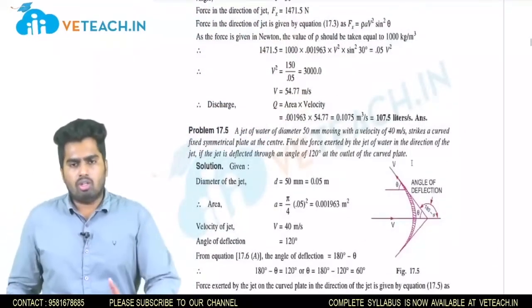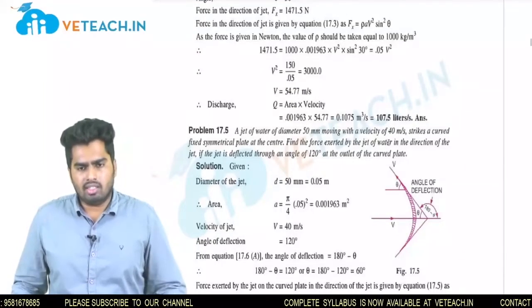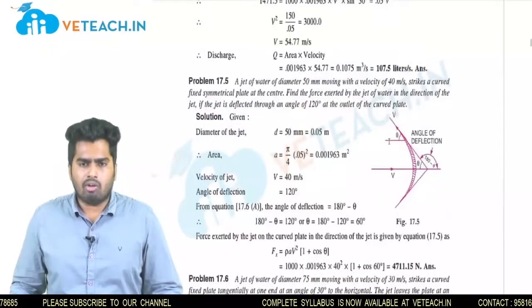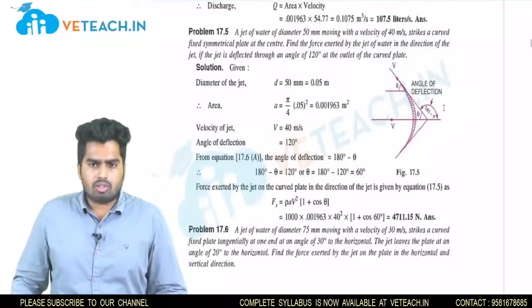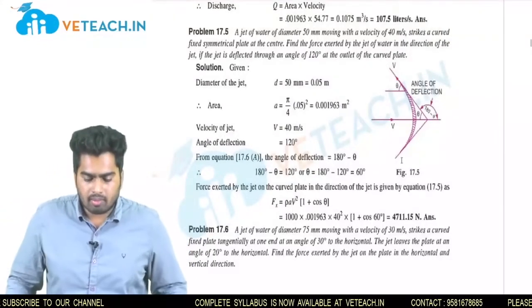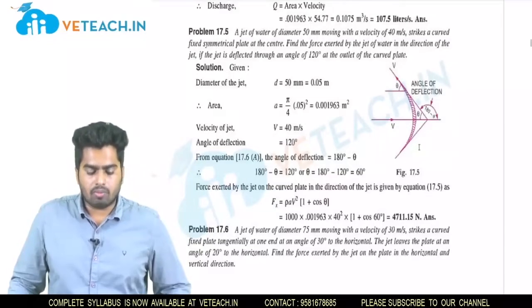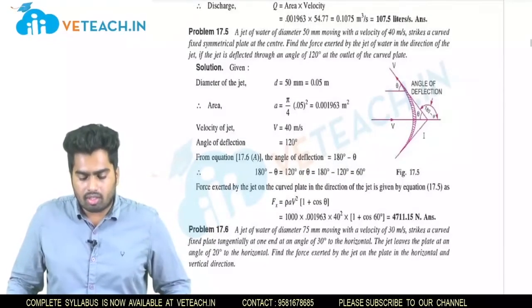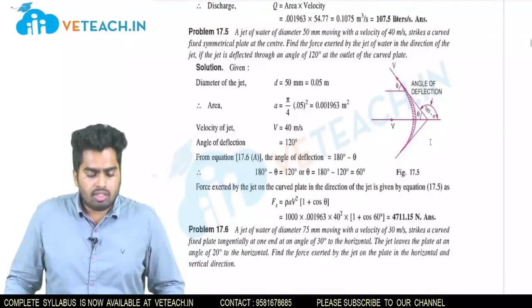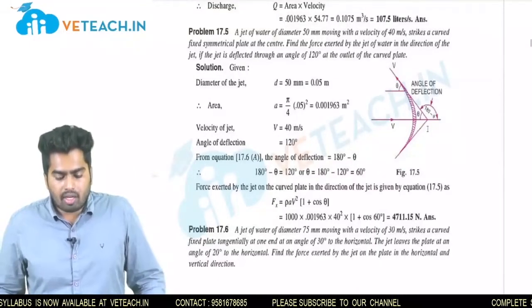Till now we have discussed problems on a flat plate, which is stationary vertical and stationary inclined. Let us discuss the numerical on curved plate, right? Let us read the question. A jet of water of diameter 50 mm moving with a velocity of 40 meter per second strikes a curved fixed symmetrical plate at the center. Find the force exerted by the jet of water in the direction of the jet if the jet is deflected through an angle of 120 degrees at the outlet of the curved plate.